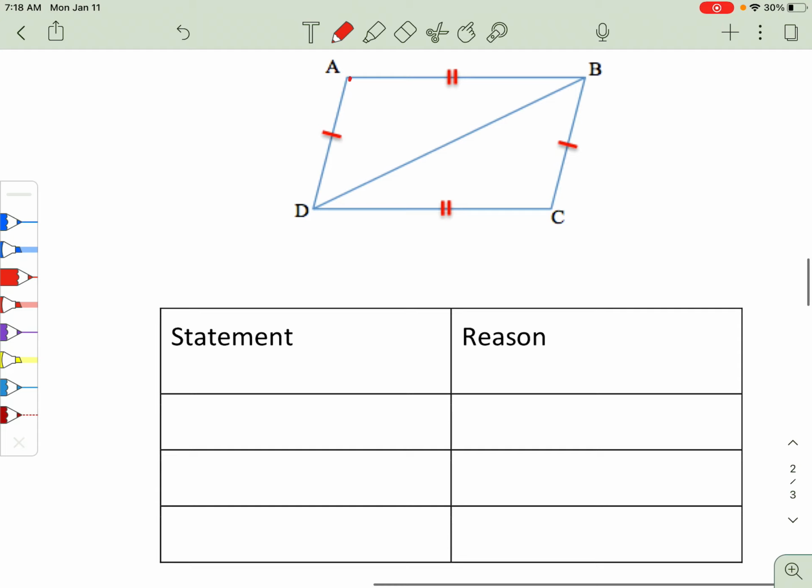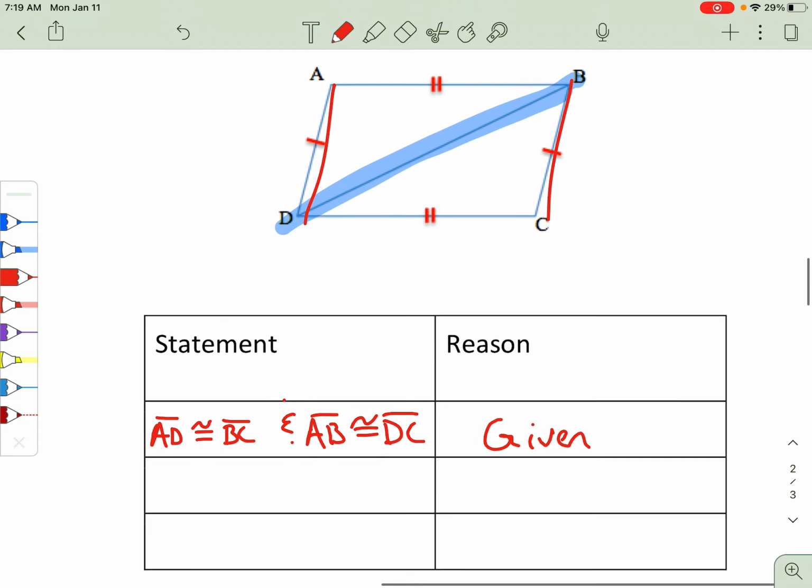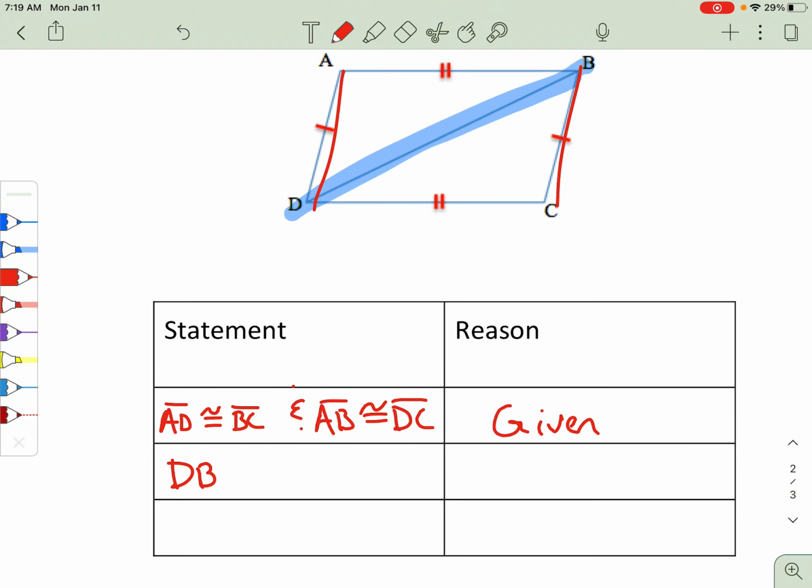What do they give us? Well, they give us that AD and BC are congruent. So AD is congruent to BC, and AB is congruent to DC. Okay, and that's given because of the little marks. Then we also know that any line used in two separate triangles is the same line by reflexive property. So DB is congruent to DB because of reflexive.